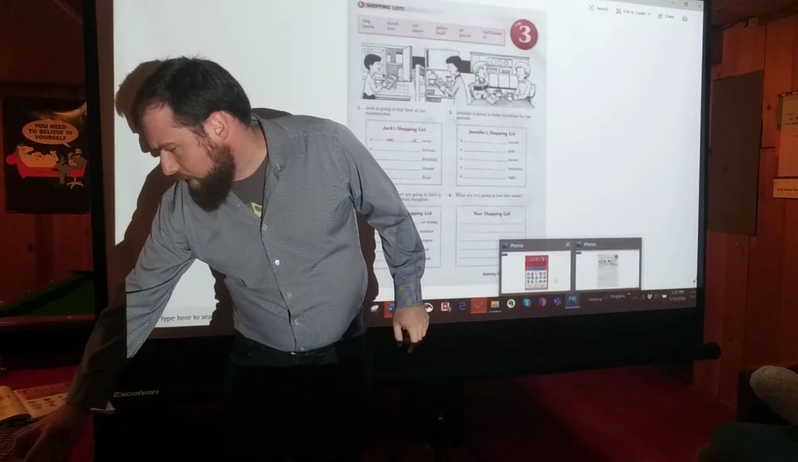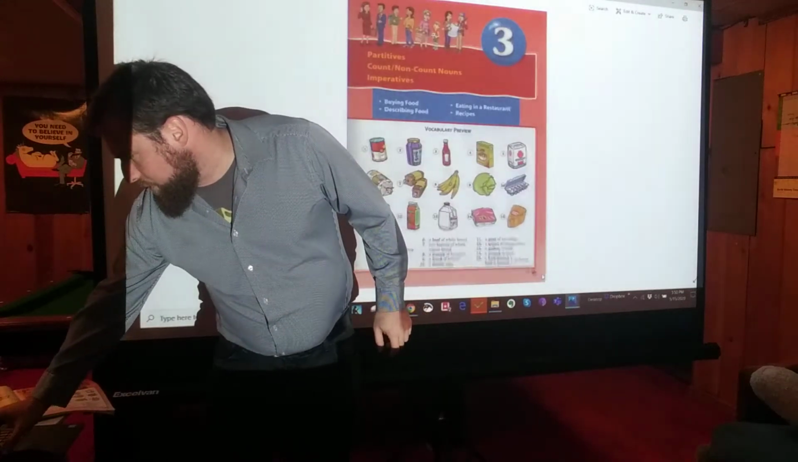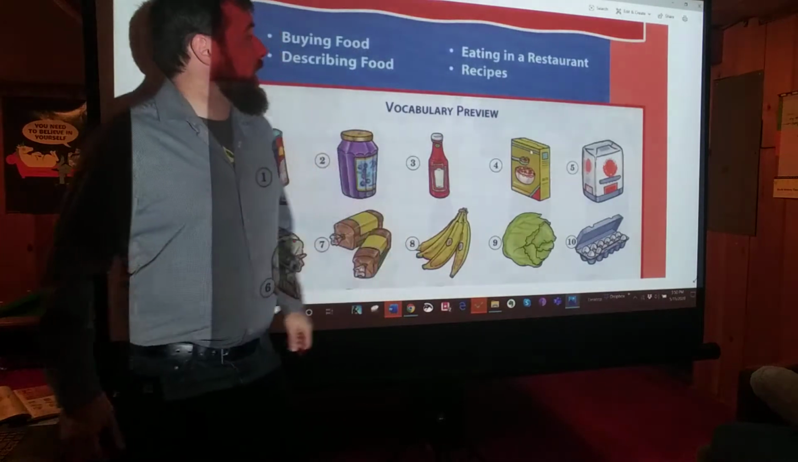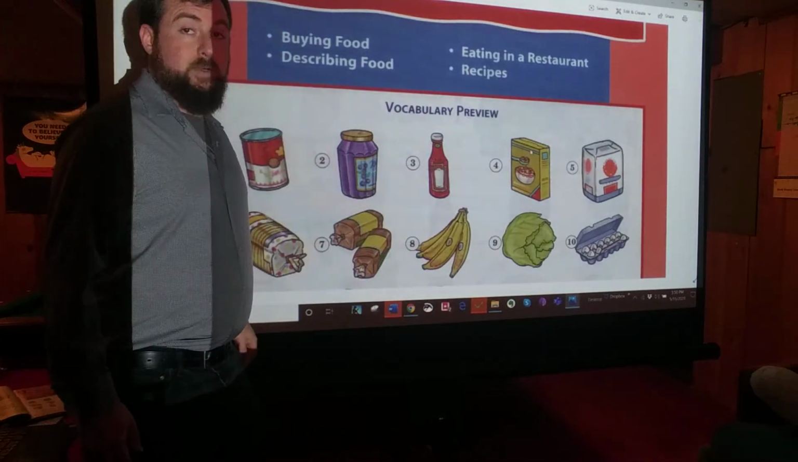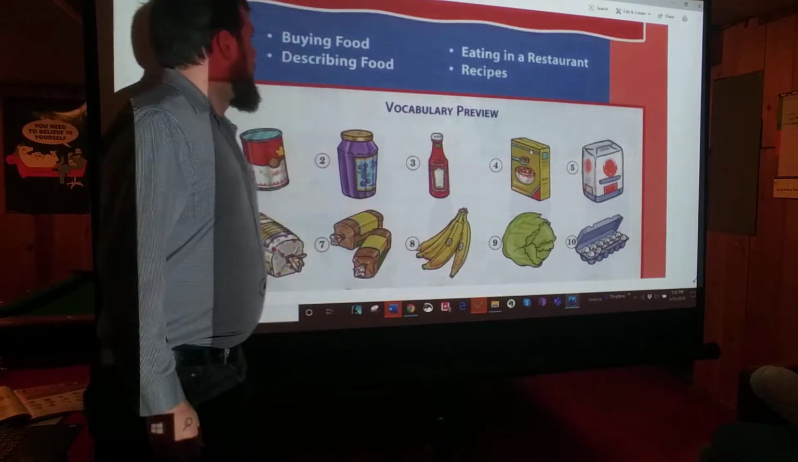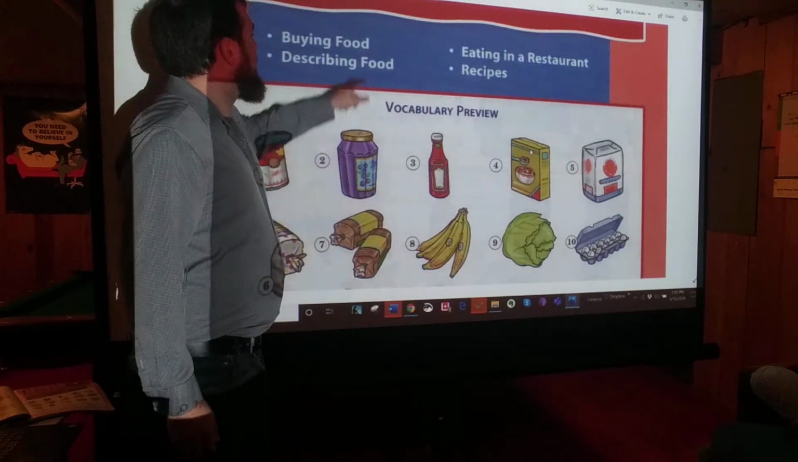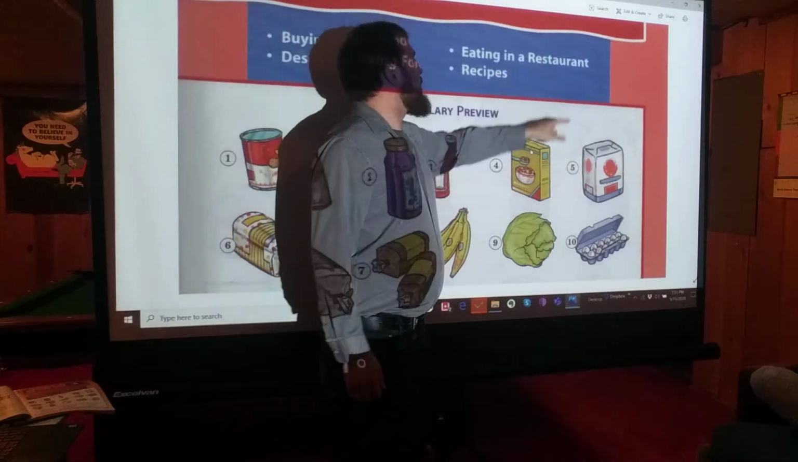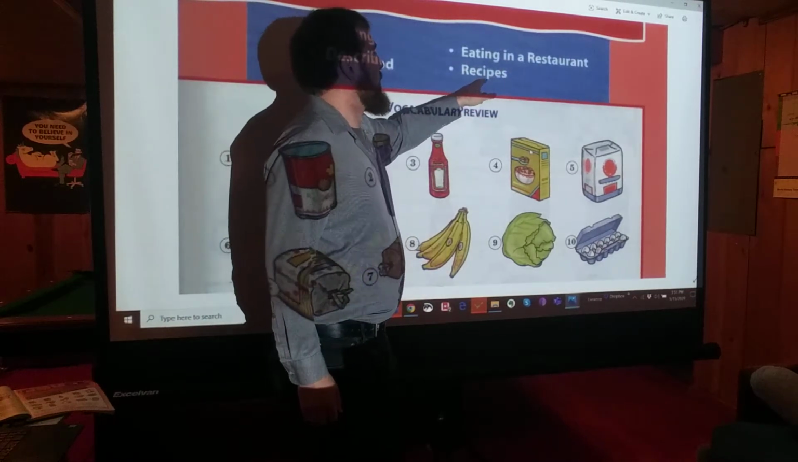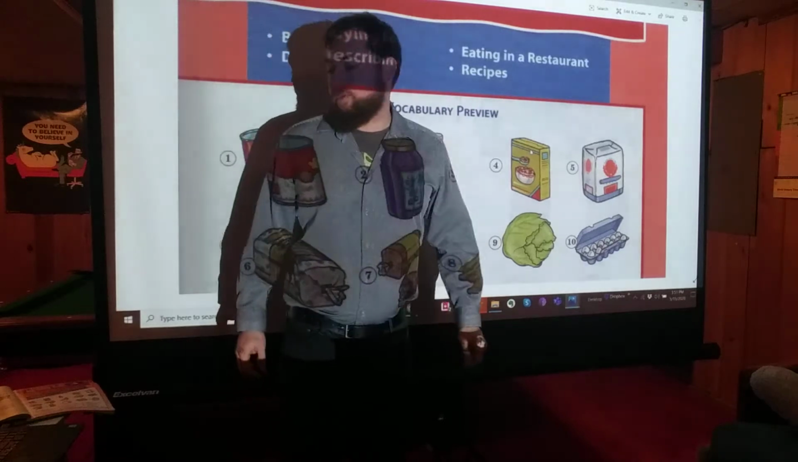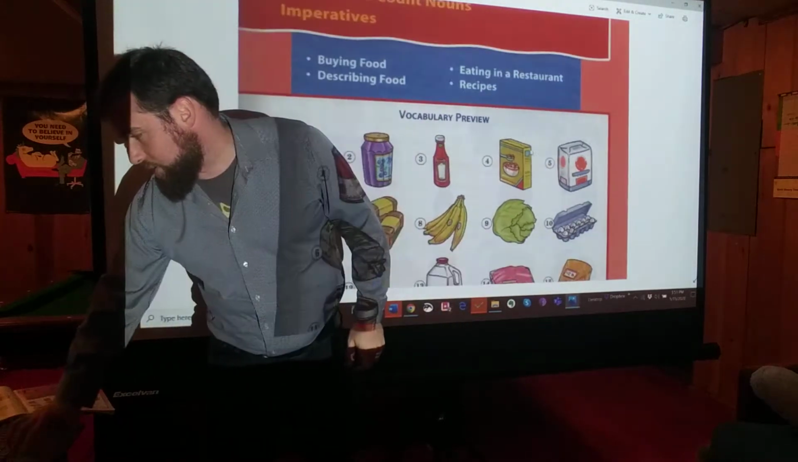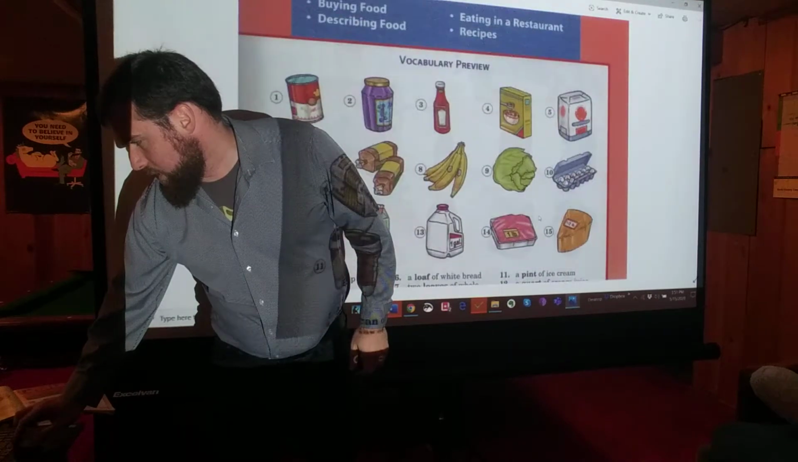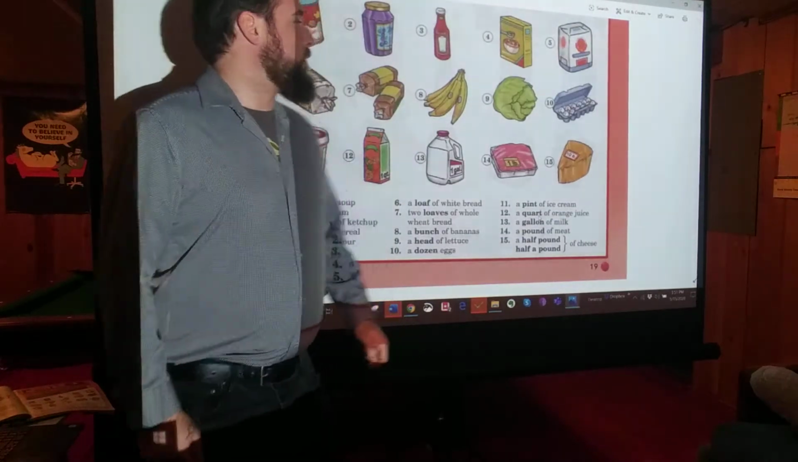So, our chapters always start the same way. That is a discussion of the vocabulary words that we're going to be using in the chapter. So over here we're talking about buying food, describing food, eating in a restaurant, and recipes. Recipes are how to cook food, like instructions. So, here we go. Let's go over these together.